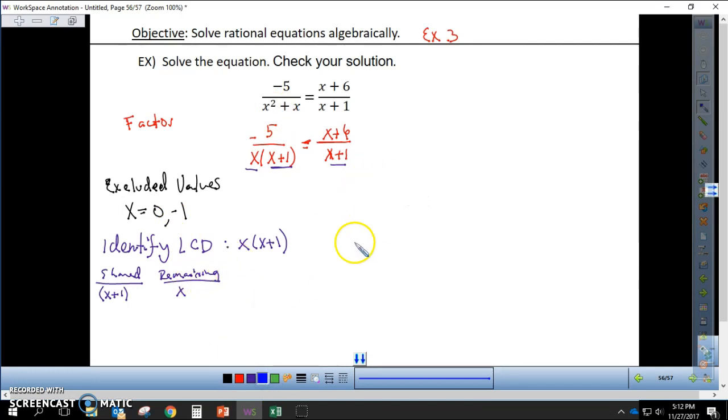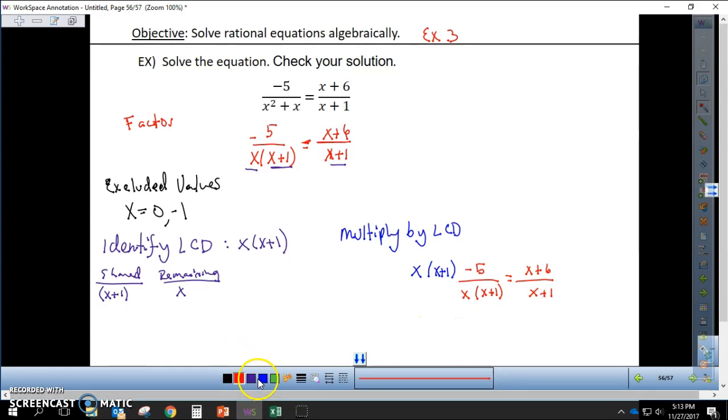Third, what you want to do is multiply by that LCD. So I'm going to take my x times x plus 1, and I'm going to multiply that times each term. And what you do to one side, you have to do to the other.